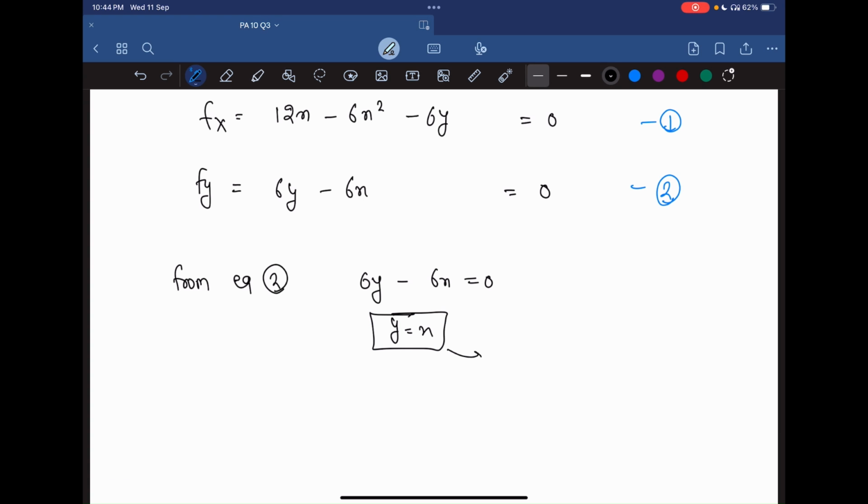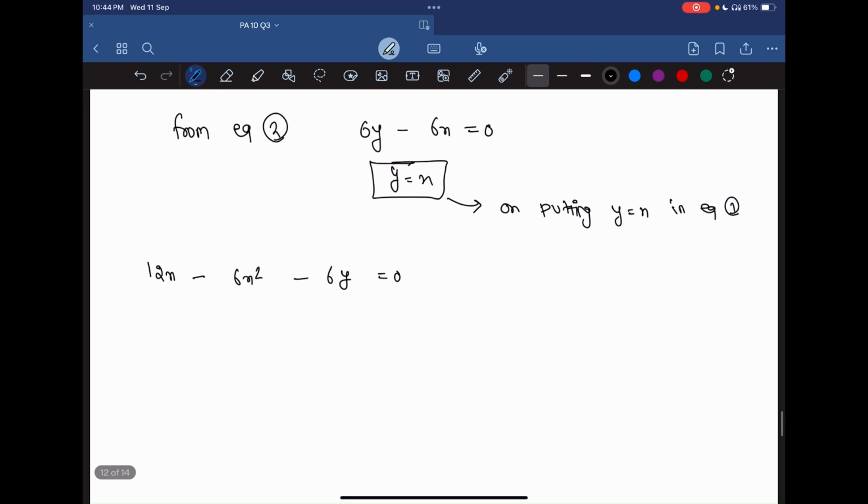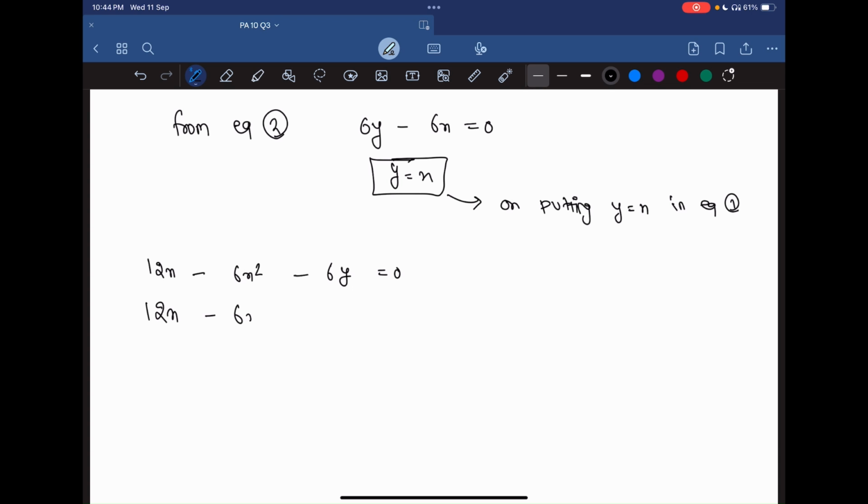So on putting y equal to x in equation 1, that is 12x minus 6x square minus 6y equal to 0. So this was our equation 1. If we replace this y with x, we will get this. Now if we simplify it, we will get minus 6x square plus 6x equal to 0. That is 6x square minus 6x equal to 0.